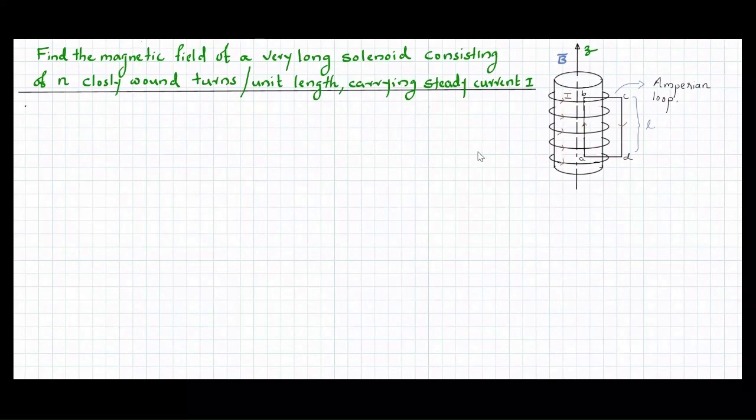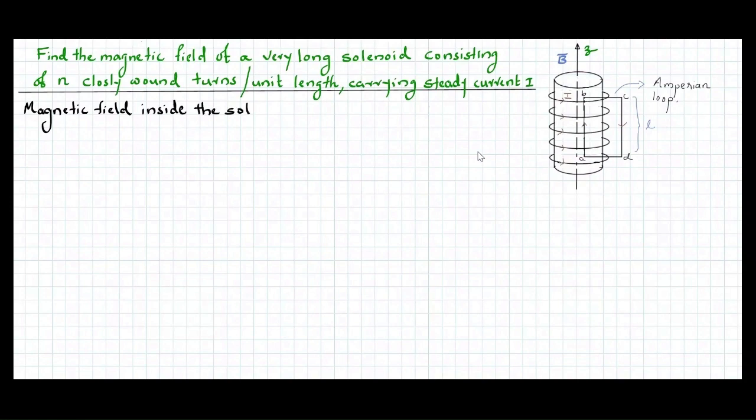Good morning all. Let us discuss a problem using Ampere's law. Find the magnetic field of a very long solenoid consisting of n closely wound turns per unit length carrying a steady current I.